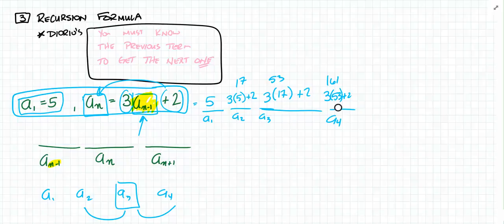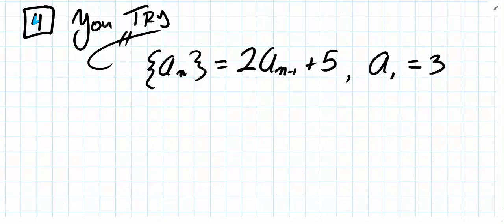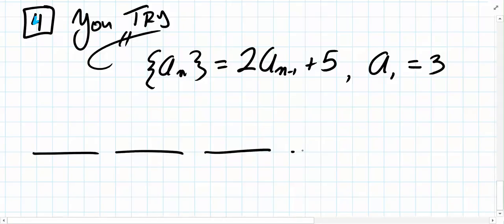Okay, here you go. I'm telling you that the very first term, a sub 1, is equal to 3, and this is a recursive sequence. A sub n is defined as 2 times a sub n minus 1 plus 5. I want you to write out the first 5 terms. But remember, I already gave you one of them, right? The first term is what? It's 3. Okay, you guys write out the first, or the next 4.